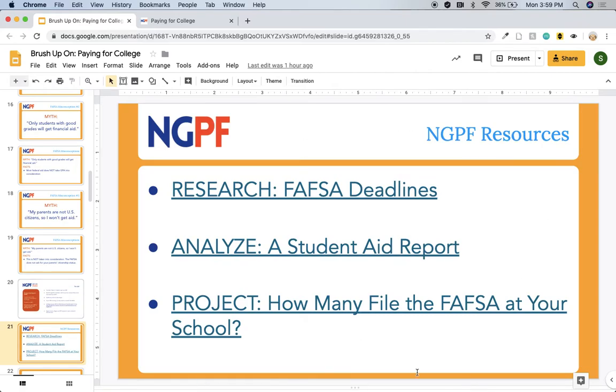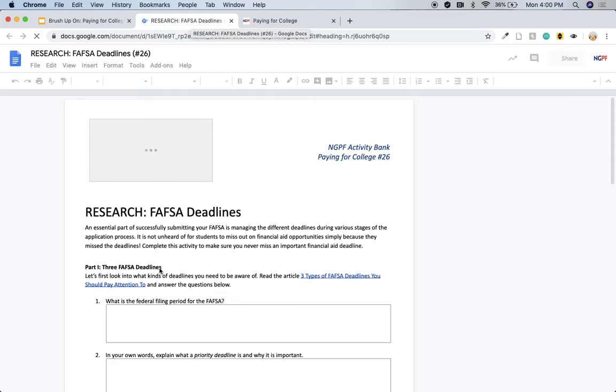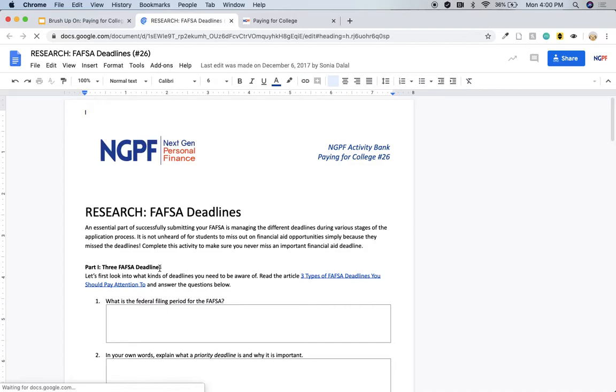So here we have a number of resources from the NGPF curriculum that talk about the FAFSA. One of the easiest ones is the FAFSA deadlines, where students just do some research and find the deadlines for when to submit the FAFSA.